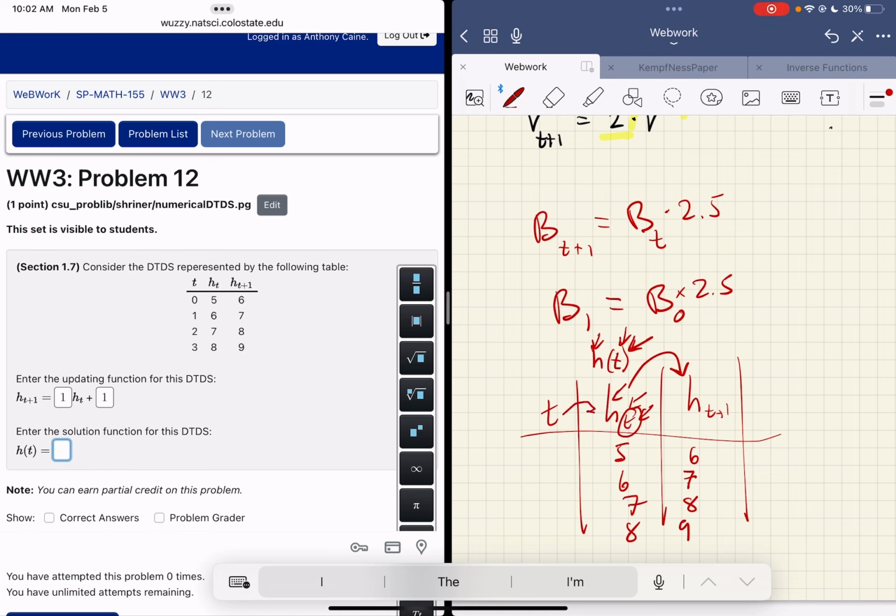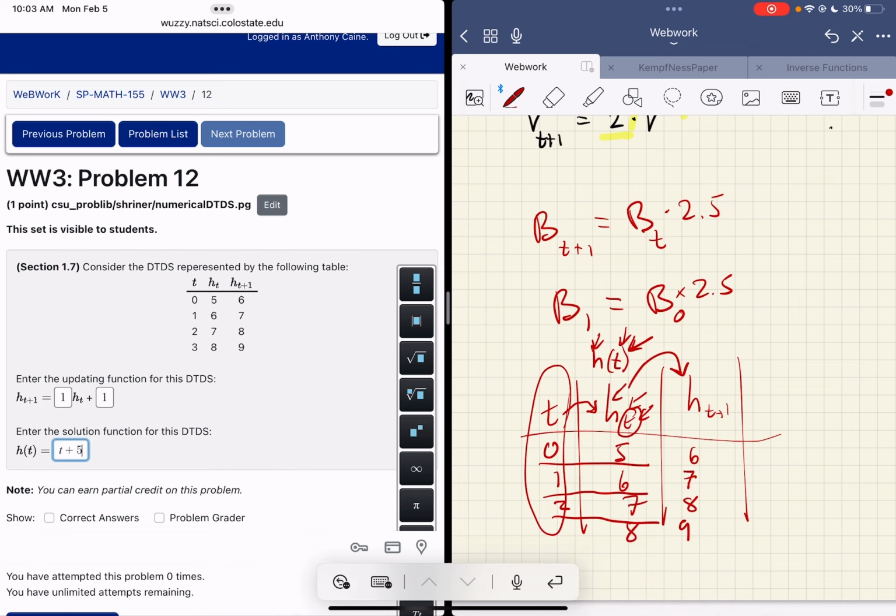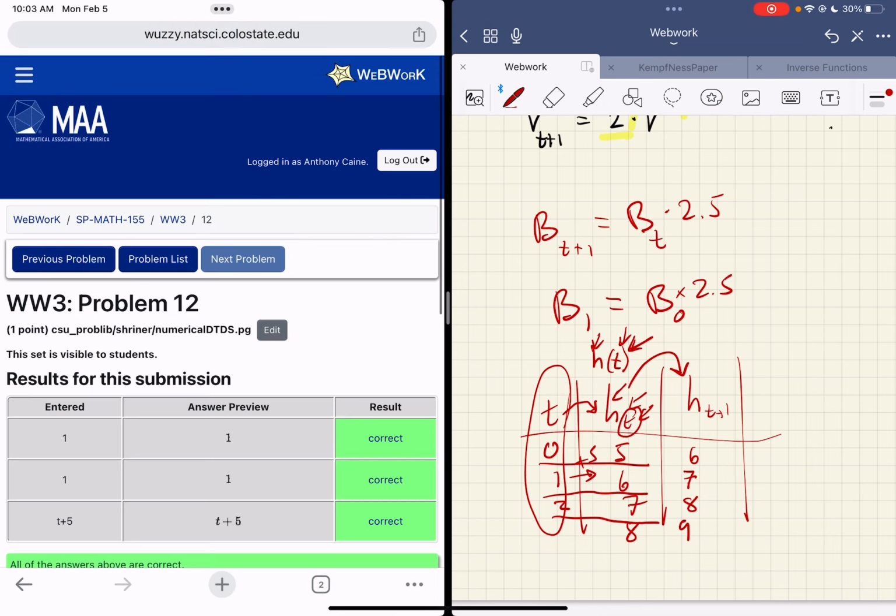How do I get from this column to that column? How do I turn a 0 into a 5? Is it the same way you turn a 1 into a 6? Is it the same way you turn a 2 into a 7? Yes, it is. I'm adding 5. So I have t plus 5. T is referencing the number in this column, and I add 5 to get the number in that column. All right, cool. That's it. See you next time.